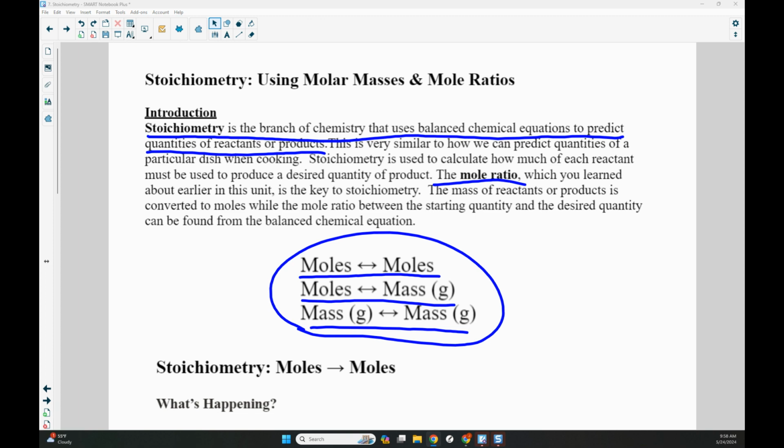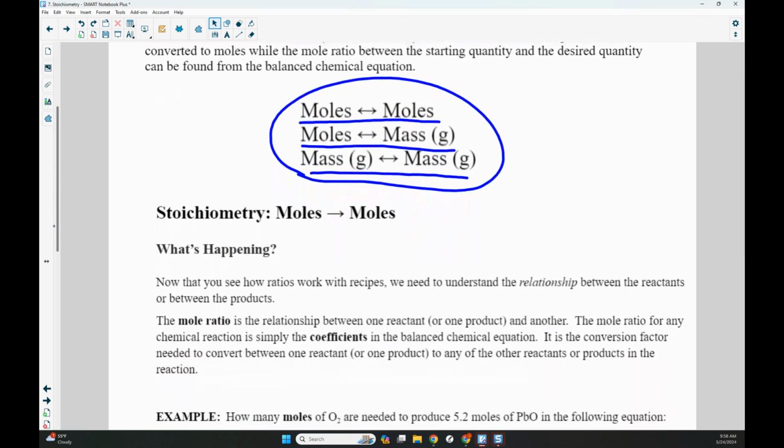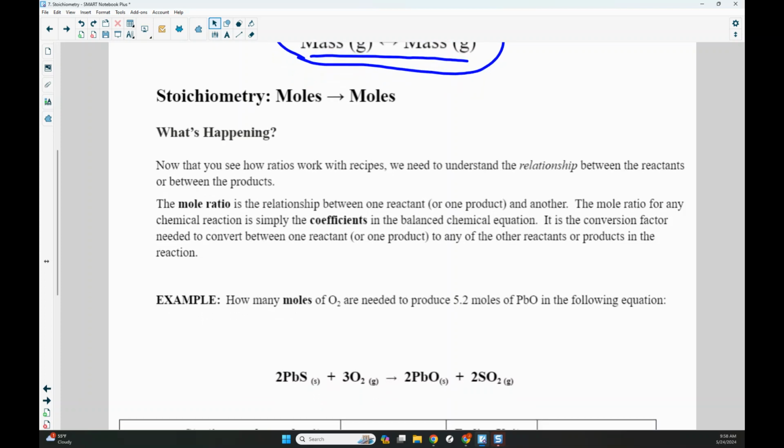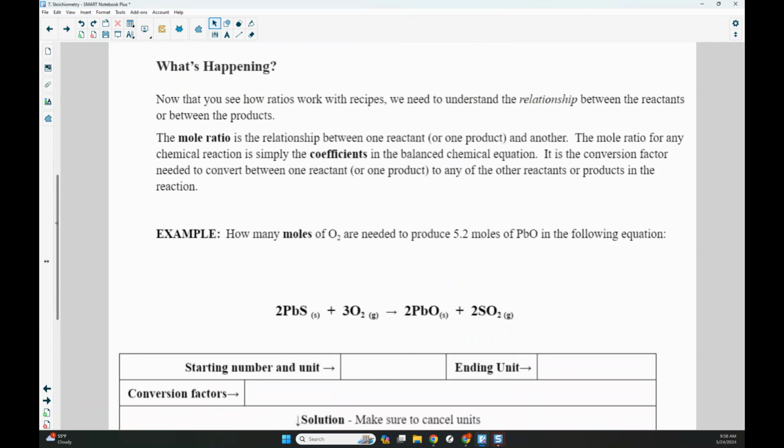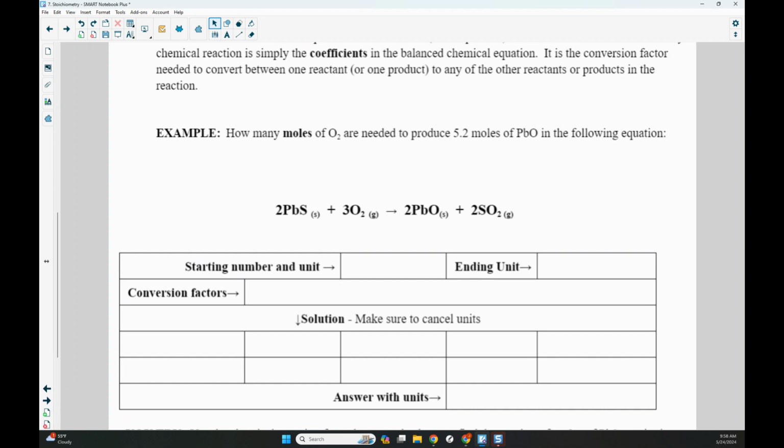So let's jump right in to our first application here, which is converting from moles to moles of another chemical. And we'll jump right into the example. This is the first example from your booklet. And it says how many moles of O2 are needed to produce 5.2 moles of PbO. So the first thing I recommend is underlining the important information in the question. So what we're interested in is moles of O2, and we've been given moles of PbO, lead oxide.